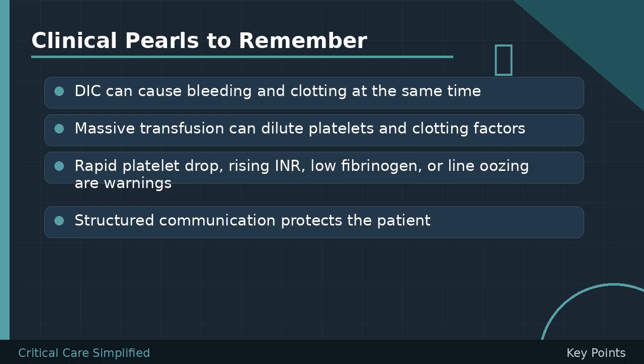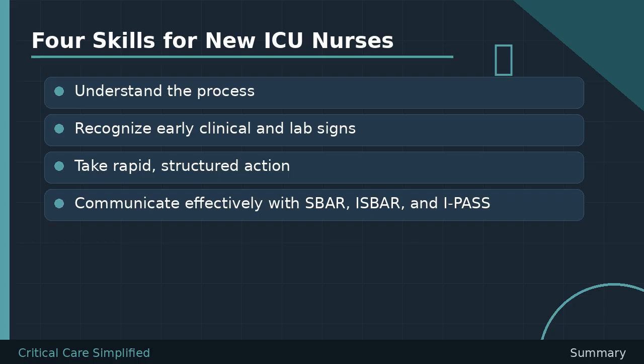IPASS is useful for comprehensive handovers: illness severity, patient summary, action list, situation awareness, and synthesis by receiver. For coagulopathy cases, always include current bleeding or clotting status, recent lab values, transfusions or reversal agents given, pending consults such as hematology or pharmacy, and the next steps or concerns.